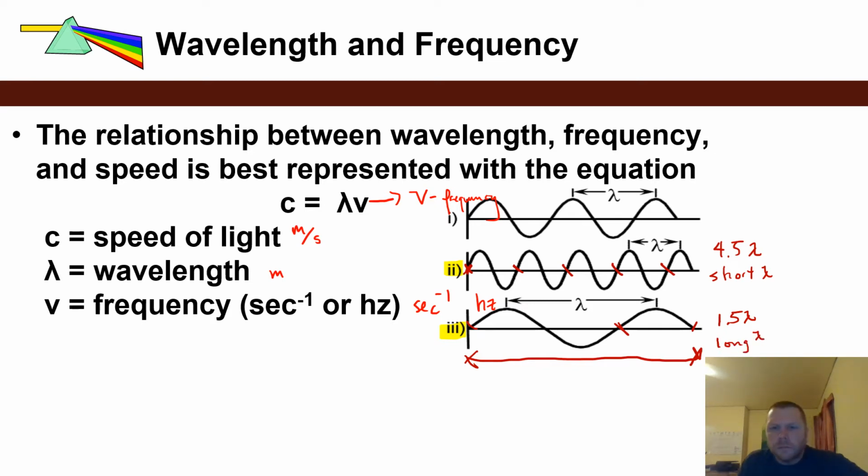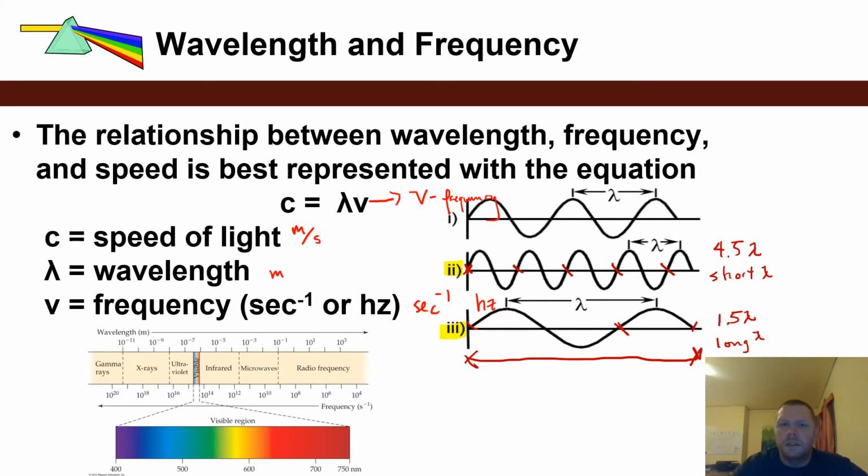Okay, now if we go on from there, one of the things that you want to consider is how that relates to the electromagnetic spectrum, which I'm bringing up at the bottom of this slide. The visible region of this ranges from 400 to 750 nanometers. So the range of the visible spectrum is from 400 to 750 nanometers.